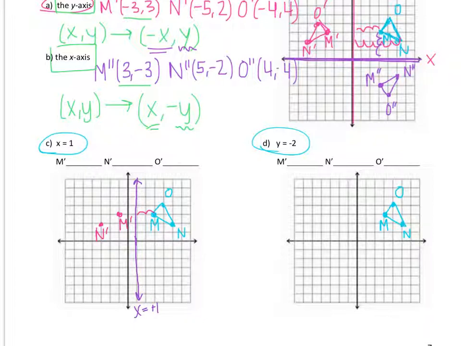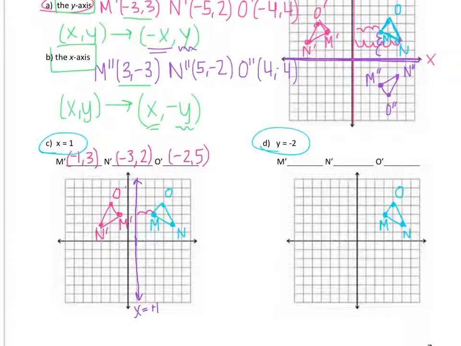Again, N prime. And now I go 3 away because O is 3 away to get O prime. So M prime is plotted at -1, +3. N prime is plotted at -3, +2. And O prime is at -2, +5. Unfortunately, there's not a rule here, so I think using the graph is the best option.